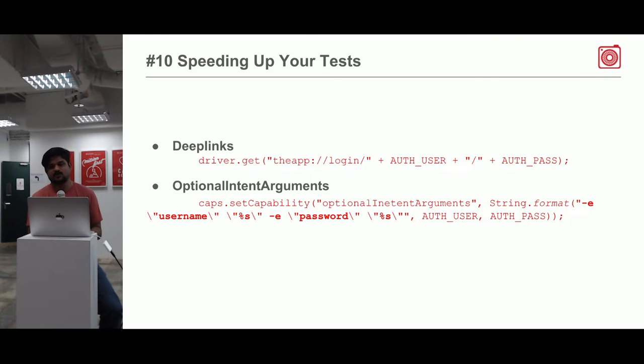Yes, it's possible. So basically, what you need to do is create a deep link in your application. Deep links are nothing but special URI schemes. When the app gets a request for this URI, it understands that it needs to navigate to the homepage. So for example, the app login, auth user, auth password, I am passing the credentials over there. So when you call the driver.get method, instead of going to the login screen, the app will directly go to the homepage. So we completely bypass it. We can see a demo.